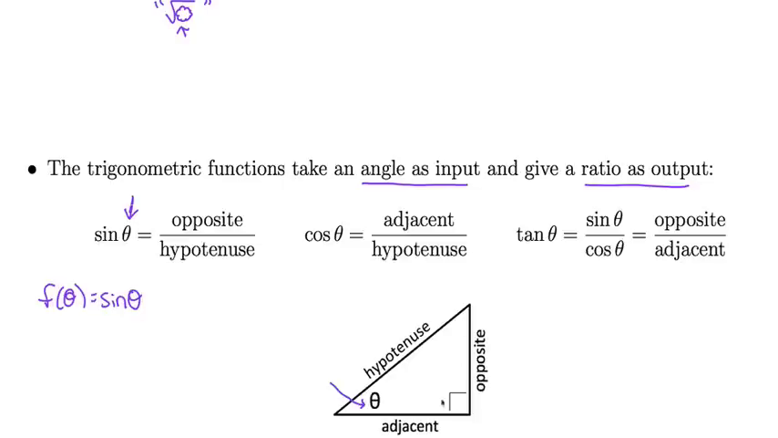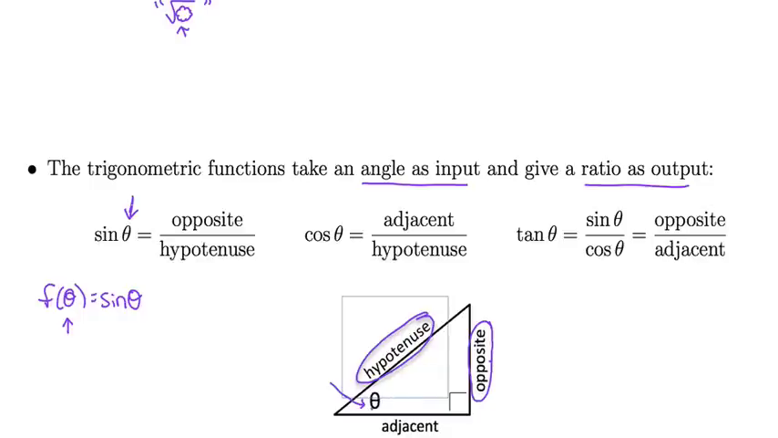Okay, so we have this triangle, which is a right triangle, and one of the angles is the input angle theta. Then you measure the 3 sides, which we're going to call opposite, the one across from the angle, adjacent, and hypotenuse. Then sine theta, f of theta equals sine theta, is a machine that takes an input theta angle and outputs the length of this opposite side divided by the length of this hypotenuse side. That's all sine is. Cosine is adjacent divided by hypotenuse.